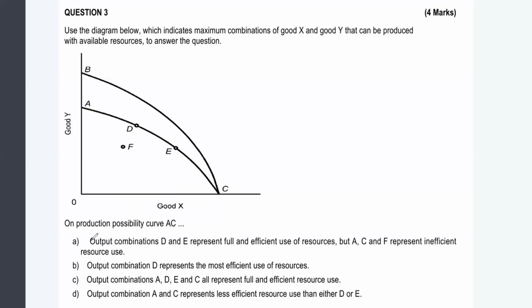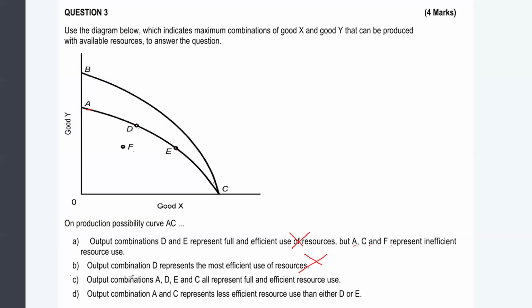A says output combinations D and E represent full and efficient use of resources, but A, C, and F represent inefficient use. We're agreeing that this is wrong, right? Because A is efficient, it's on the PPC. So it's wrong. Let's go to B. Output combination D represents the most efficient use of resources. No, E is also efficient, so this is wrong.